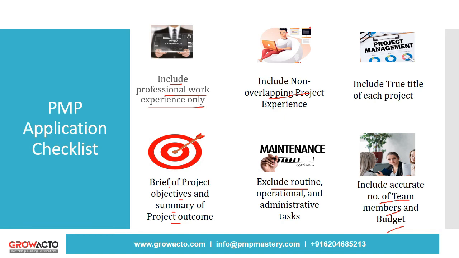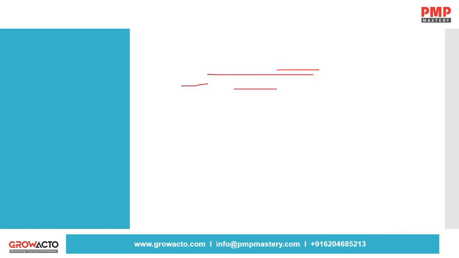Sixth checkpoint here: include accurate number of team members and budget. Make sure you have accurately mentioned the team numbers you have handled in each and every project, and for each project what the budget exactly was. So these are the 6 checkpoints you can go through to make sure the information you have filled in the application is correct. Let's move on and talk about review and submit.